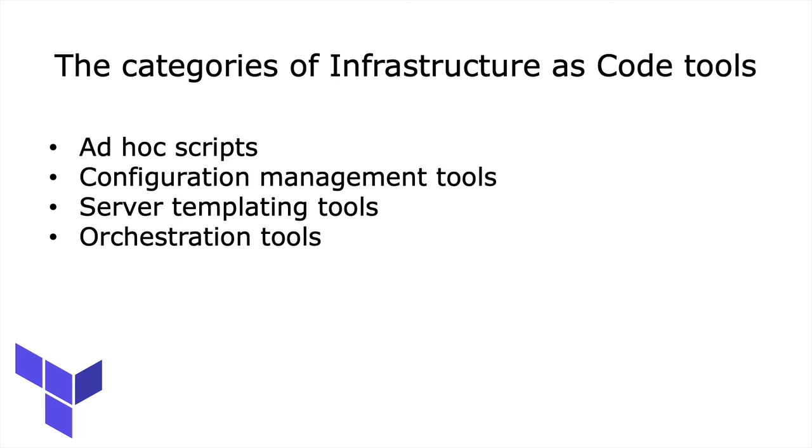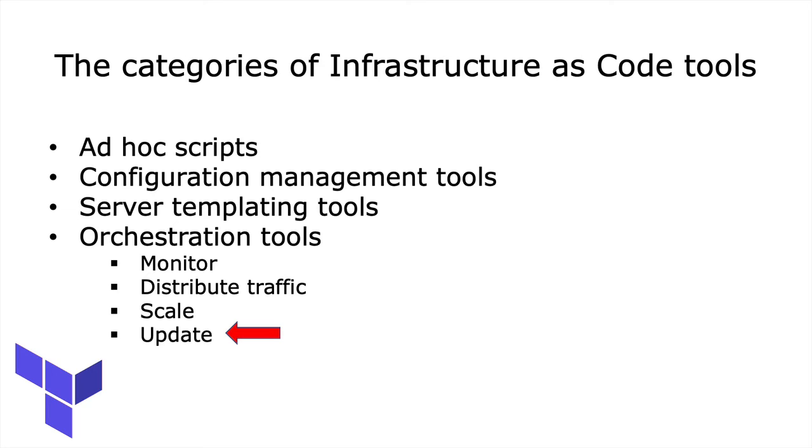Okay, we're almost to the end of infrastructure as code tools, I promise. The next one we will cover is orchestration tools. Orchestration tools include Kubernetes and Docker Swarm. The server templating tools we just looked at are great for creating containers and virtual machines, but orchestration tools are for managing them. These kinds of tools allow us to monitor our existing services, distribute traffic amongst those services, and quickly scale our services in response to load. They also allow us to easily roll out updates to our software by bringing down existing instances and booting up new ones.